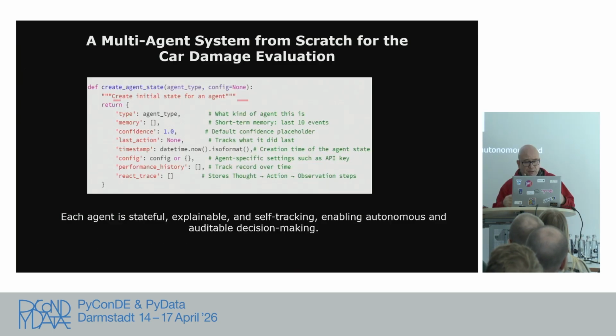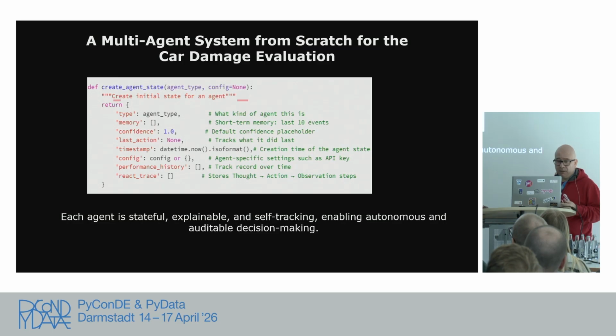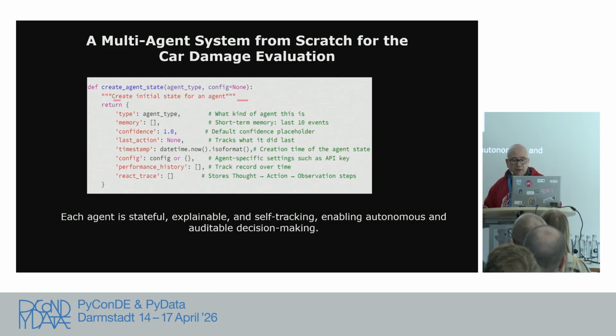Each agent has an internal state with a Python dictionary. When you start your agent, you call create state, the agent state, with the type of agent and the configuration. In this way, you have an agent that is explainable, self-tracking with the direct trace, and also stateful because you have every state.